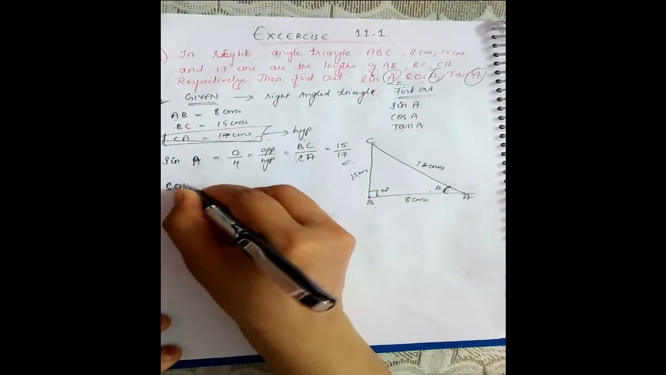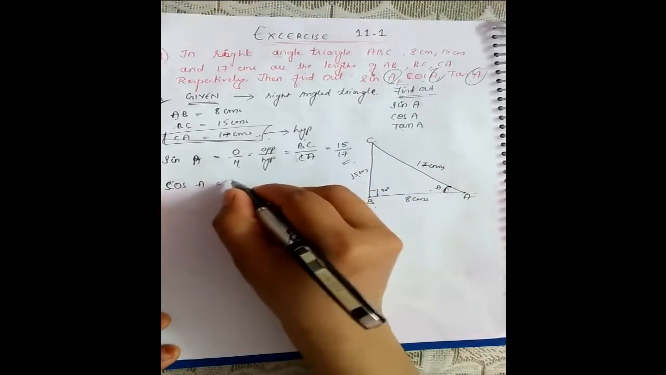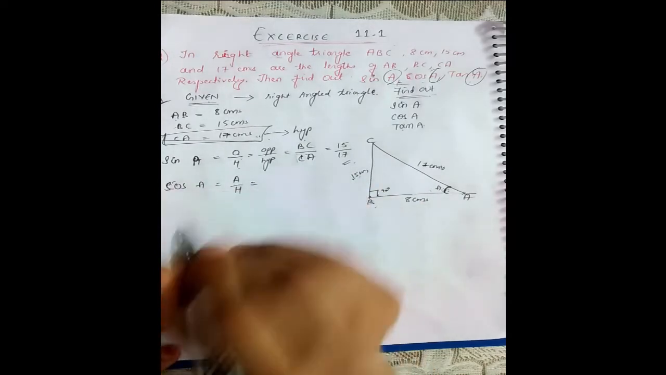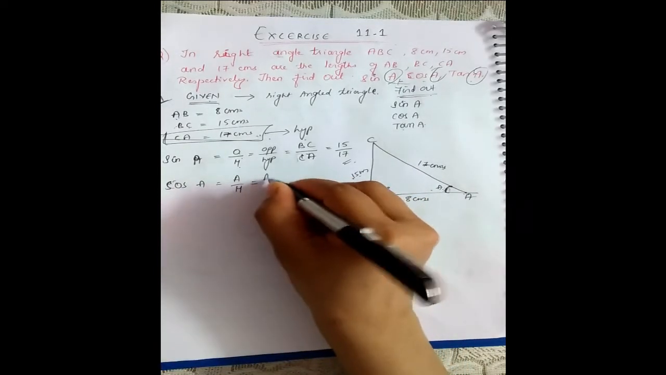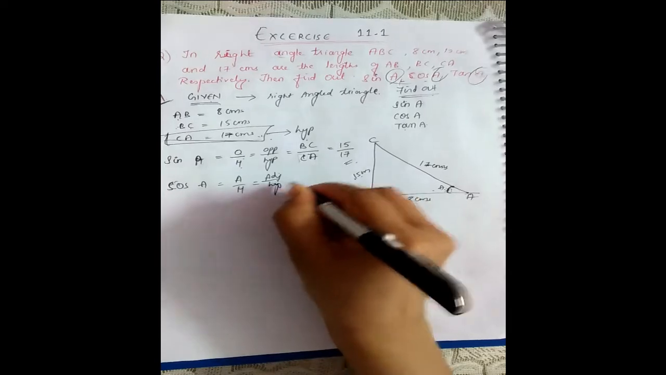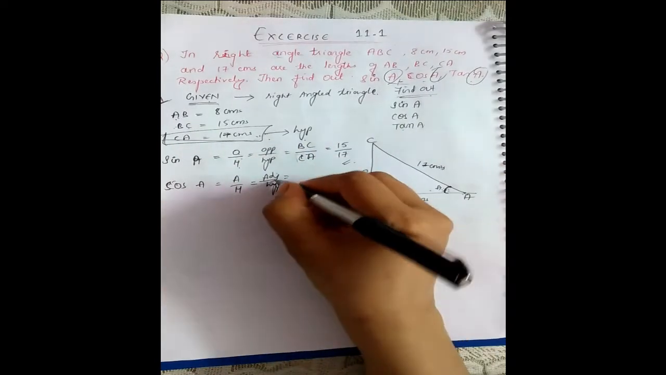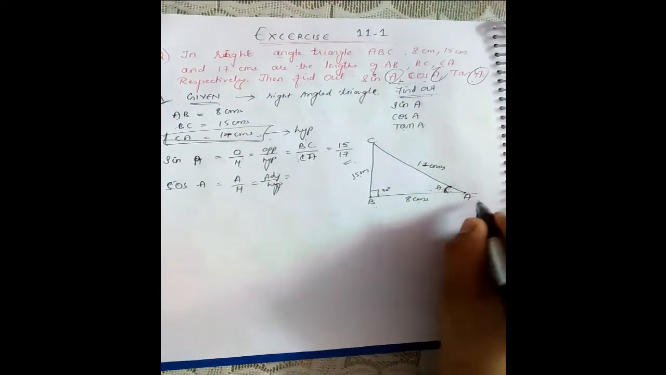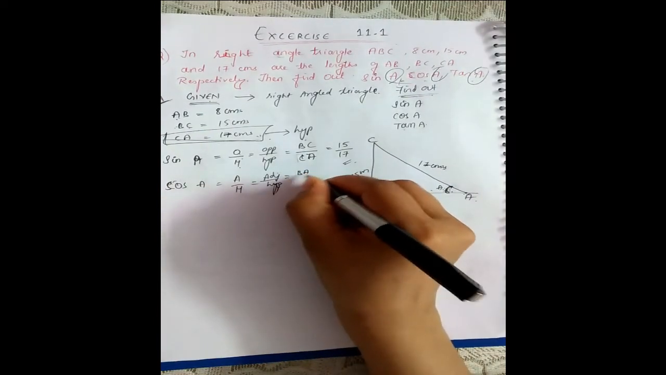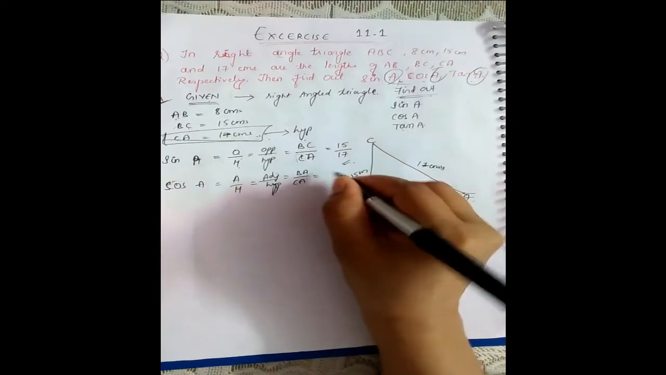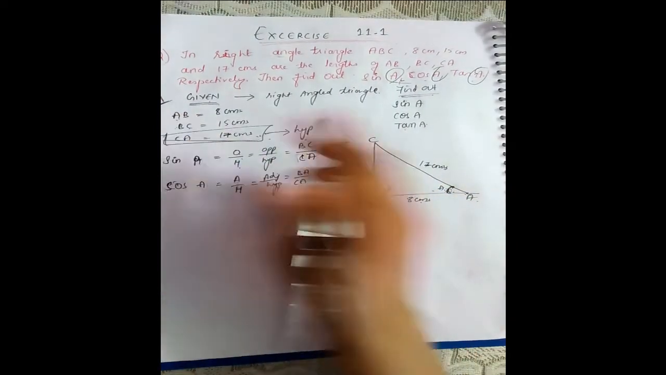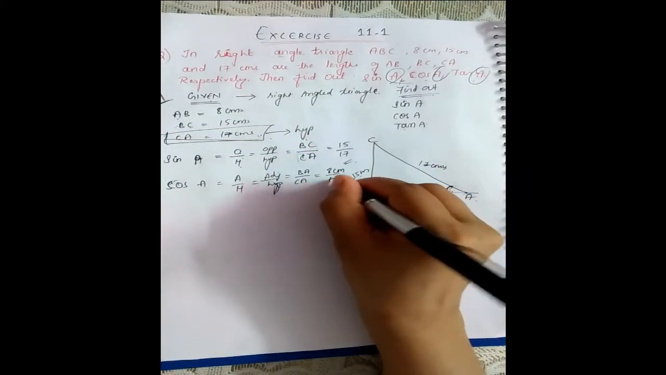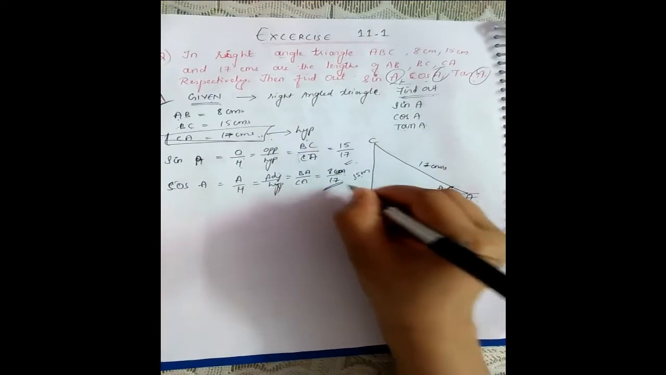Now the second one is cos A. Simple. Cos A, the same thing, old Harry and his. These are the ratios. Cos is nothing but adjacent by hypotenuse. What is the adjacent side for this angle? It is BA. What is the hypotenuse? We already know CA. What is BA or AB? It is 8 centimeters. The hypotenuse is 17. The answer will be this.